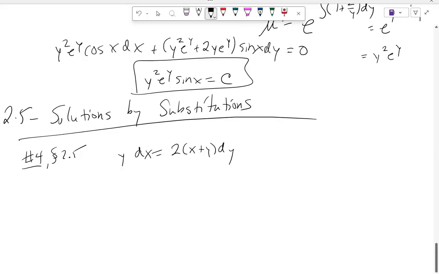If I do exact, not quite exact either, because if I take the derivative with respect to y for the dx piece, I get 1. If I take the derivative with respect to x for the dy piece, after moving it to the other side, I get a -2. I could do that integrating factor. I think in this one you could do the integrating factor thing that we just talked about. But there is another way to get at it.